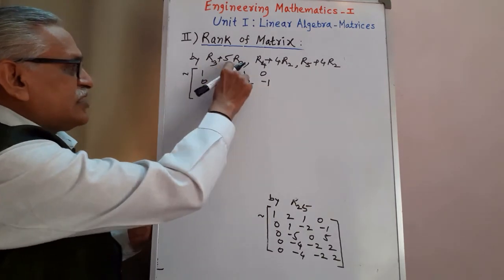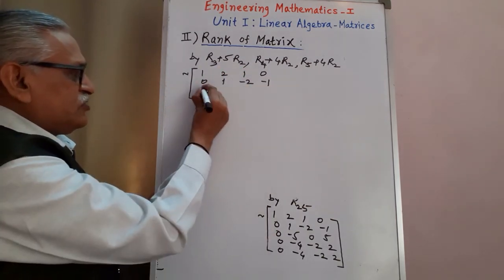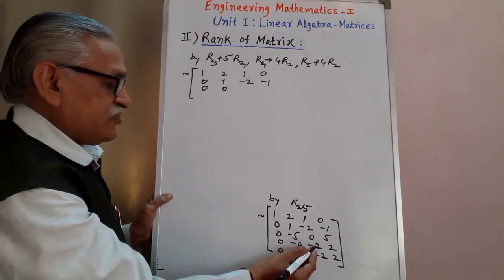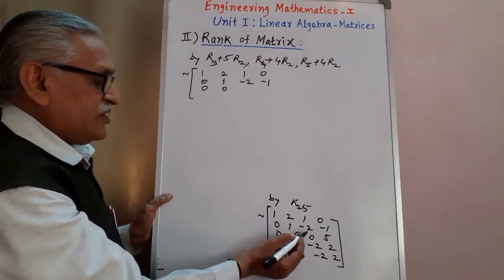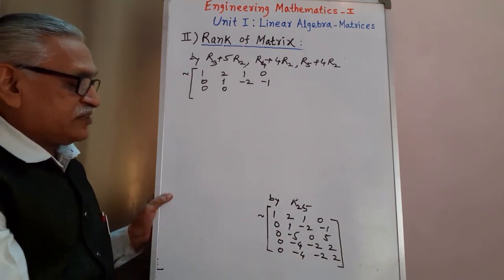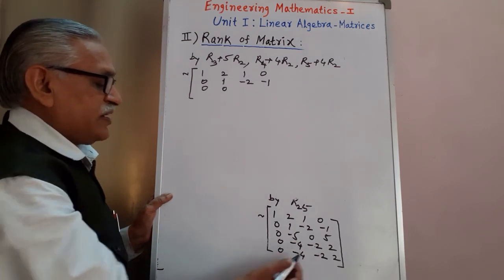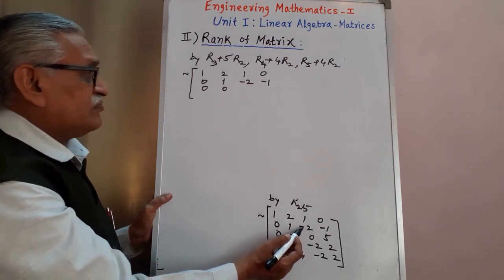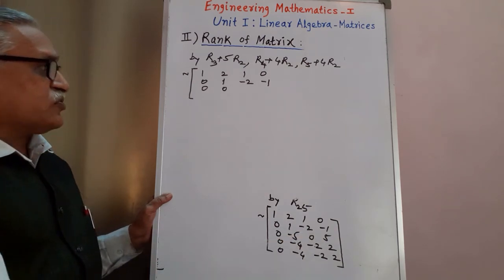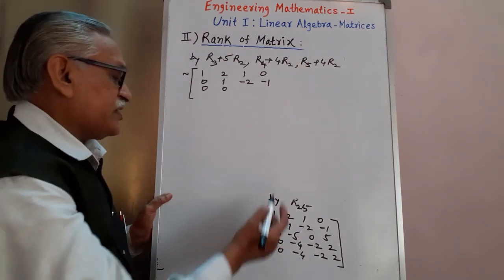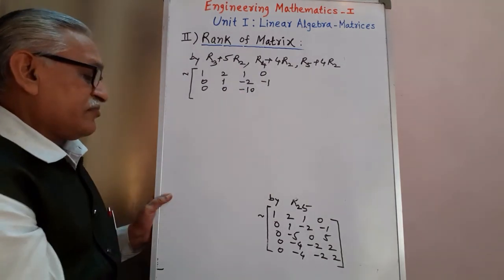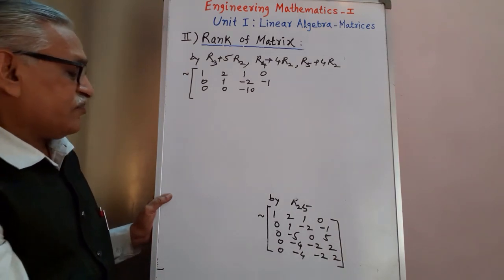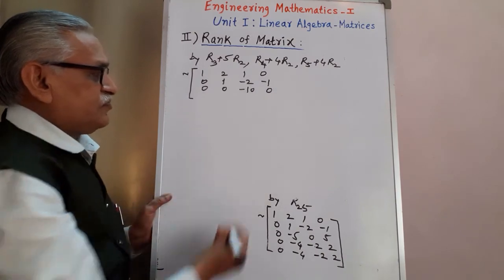Then applying this R3 plus 5 times R2, 0 plus 5 times 0, we get 0, minus 5 plus 5, we get 0, minus 2 plus 5 times minus 2, minus 2 minus 10, we get minus 12. Then 0 plus 5 times minus 1, therefore 0 minus 5, we get minus 5, then 5 minus 5, we get here 0.